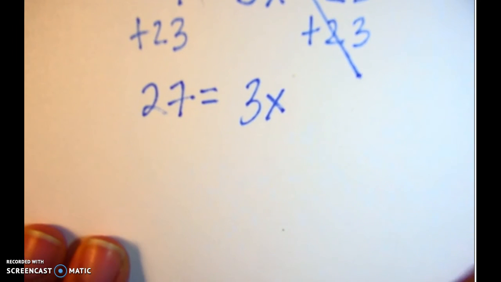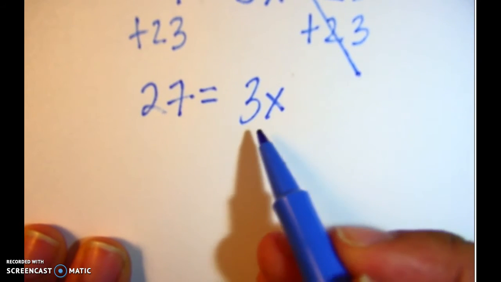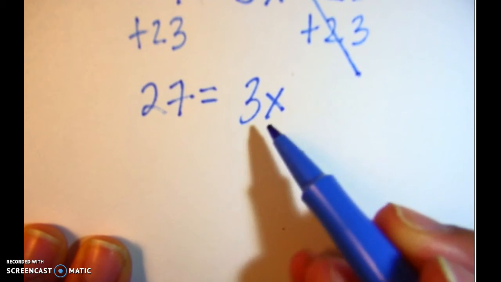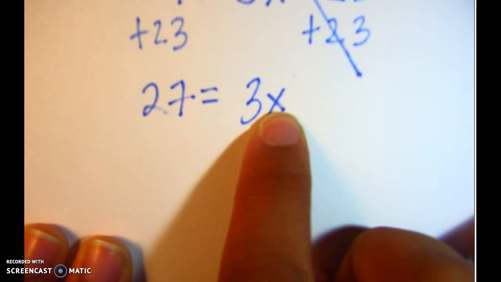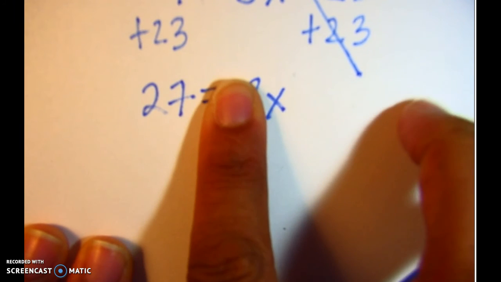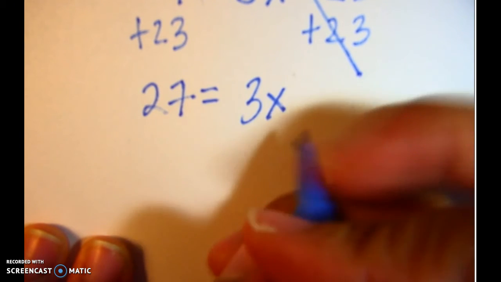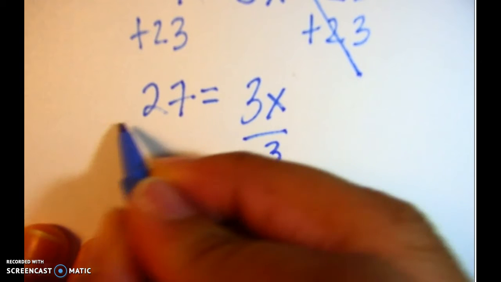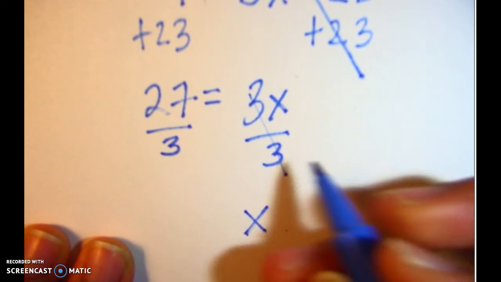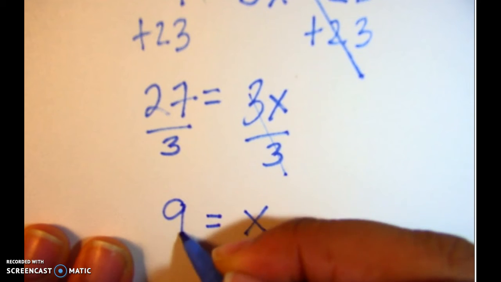The last thing left to do, this is just a one-step equation. If I want to get the x completely isolated, I have to undo what I'm doing. Well, a number and a variable together, that operation is multiplying. So if I want to get rid of this 3, I have to divide by 3. And if you do it to one side, you have to do it to the other side. 3 divided by 3 is 1x. 27 divided by 3 is 9.